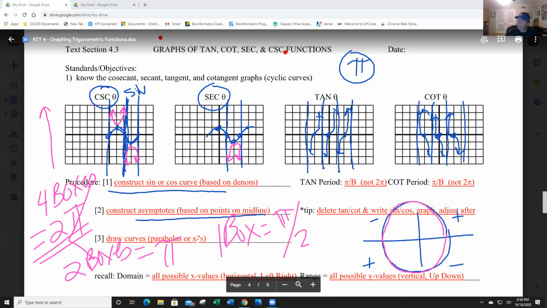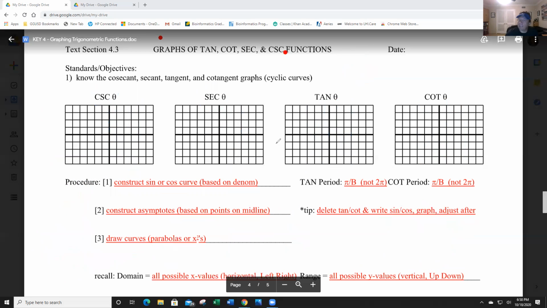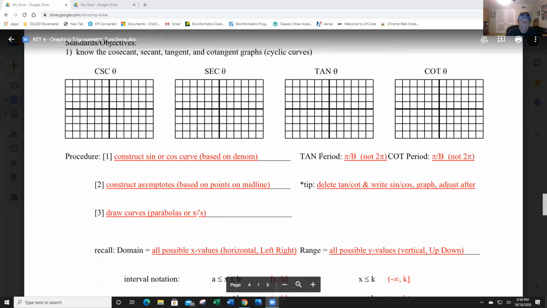Now I'm going to go ahead and clear this and let you write some of the other notes down here. I'm going to slide down a little bit.